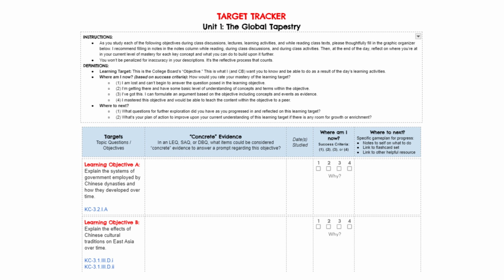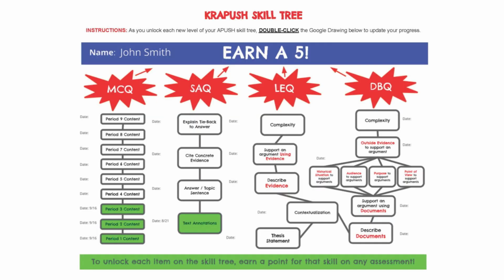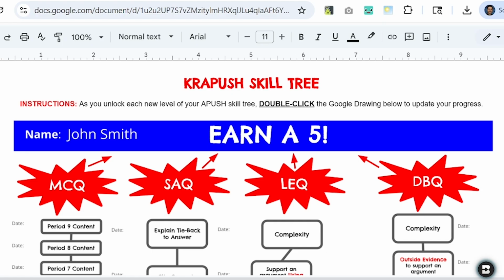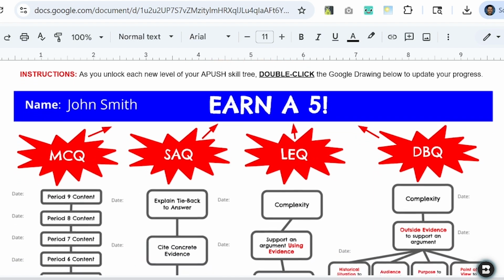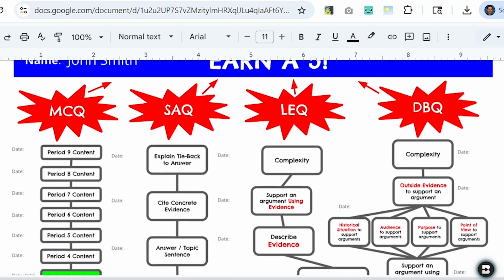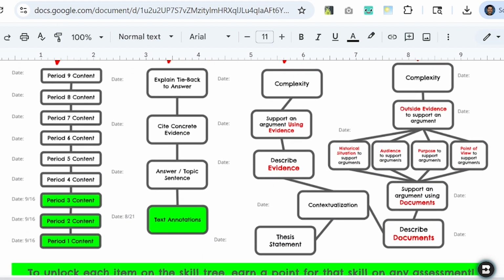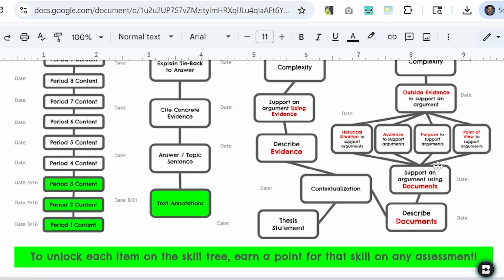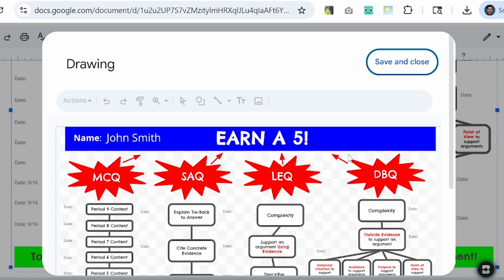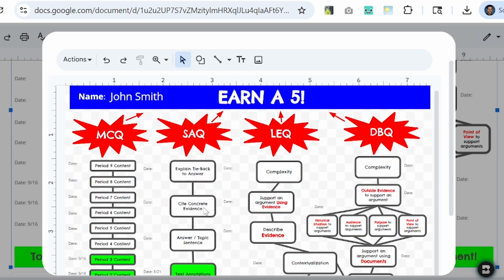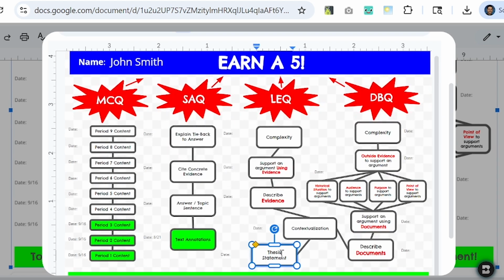This year, though, I'm having a lot of fun with the newest target tracker. It is built around like a video game skill tree. That's the style, the format. As students earn points for different skills, like being able to do a thesis statement, contextualization, use evidence, they unlock the skill in the skill tree, and they could color it green or whatever color they want, really, to show progress towards earning a 5 in APUSH.